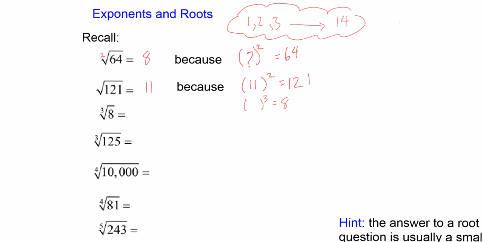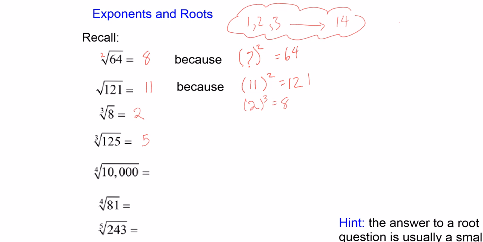Something, oh, it's 2. It has to be 2. So 2 cubed gives us 8. For 125, we have 5 cubed, which is equal to 125. So the cubed root of 125 is 5.